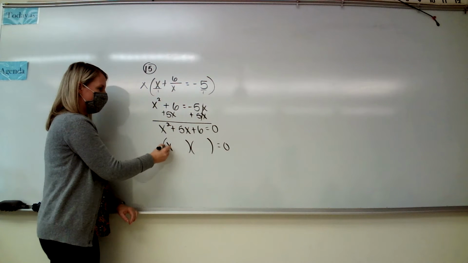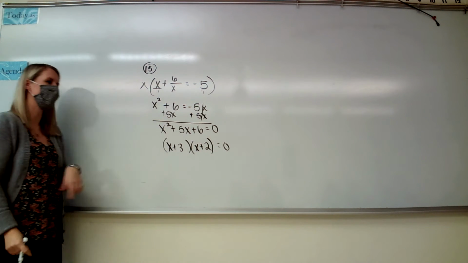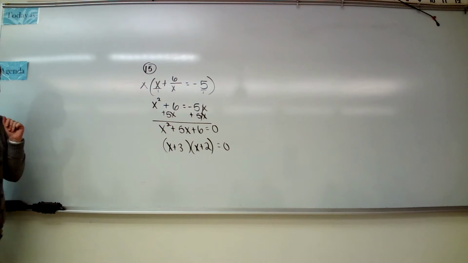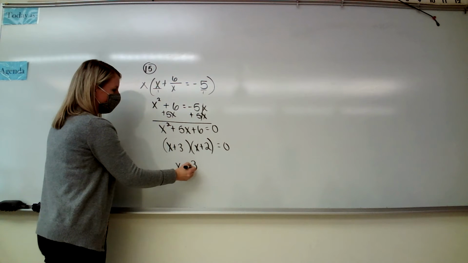What do we get? x plus 3, x plus 2. Just be careful with signs. People always want to do 6 and 1, but they'd have to be opposite signs, which wouldn't make sense since everything's positive. And then that gives me my two answers of negative 3 and negative 2.